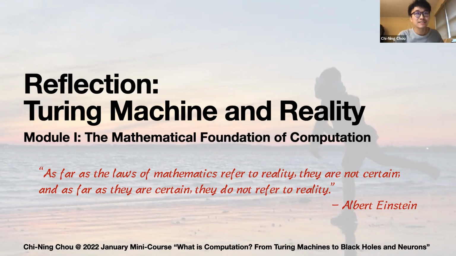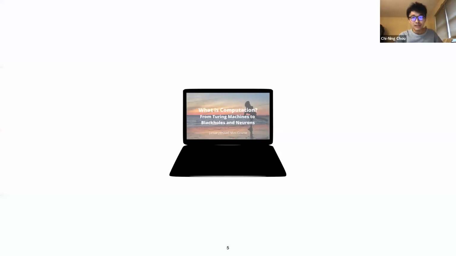So today, the main topic is a reflection about Turing machines and reality. Especially, I want to read out this quote by Einstein. He said, "As far as the laws of mathematics refer to reality, they are not certain. And as far as they are certain, they do not refer to reality." So this is maybe something you can think about. Just want to share.